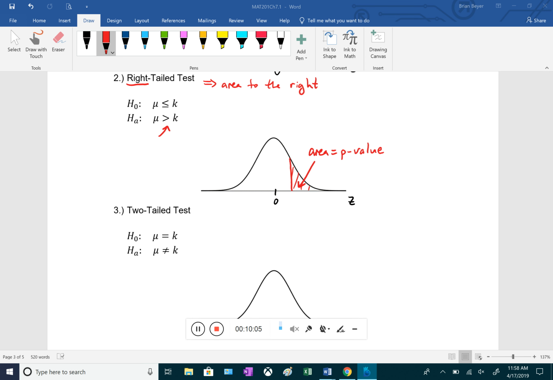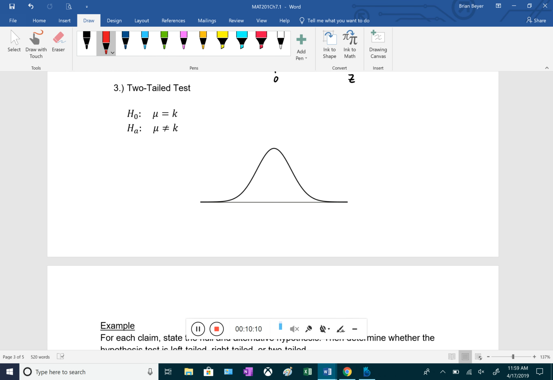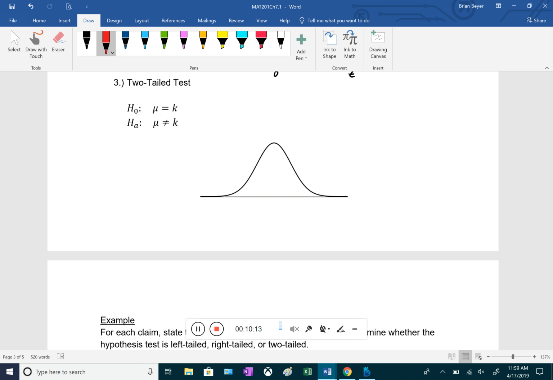So we shade in that area to the right, and that is our p-value. And lastly, for the third possible setup for our hypotheses, we have a two-tailed test. So two-tailed is going to be when mu is not equal to the hypothesized mean. And what this means for the area being shaded in, it's going to be the area to the left of negative z and the area to the right of positive z. So two-tailed meaning left and right.